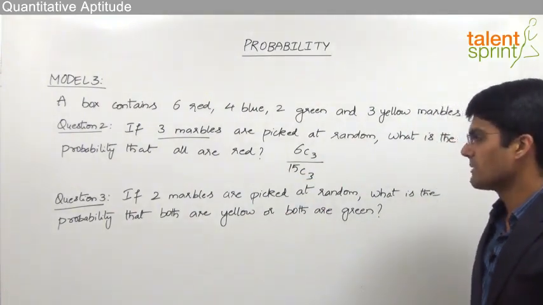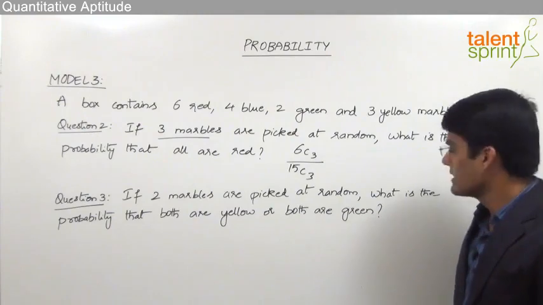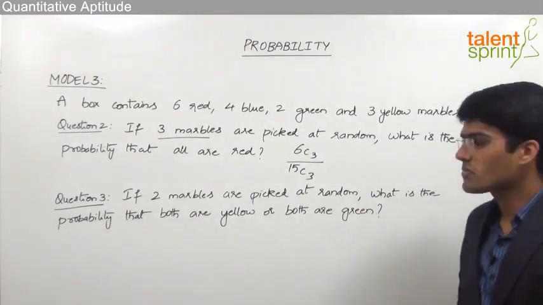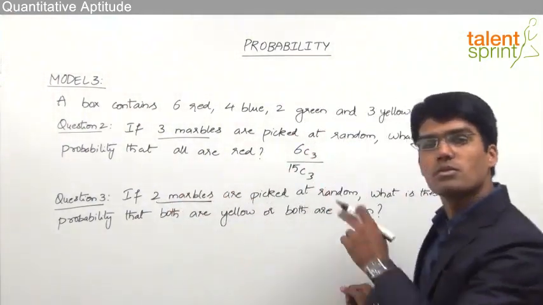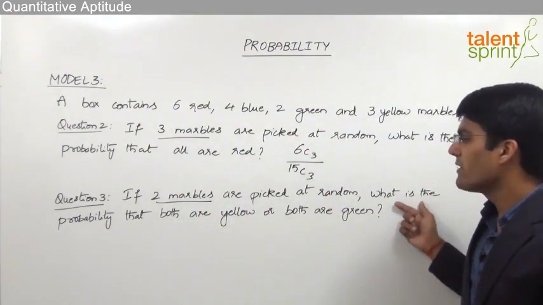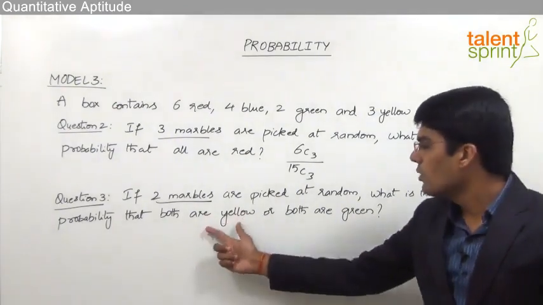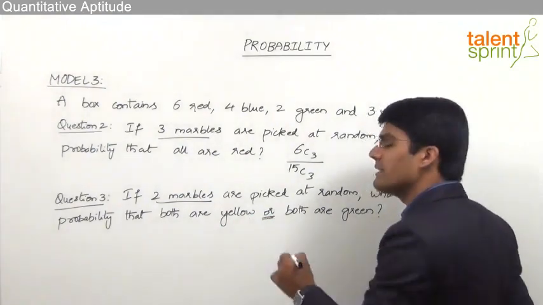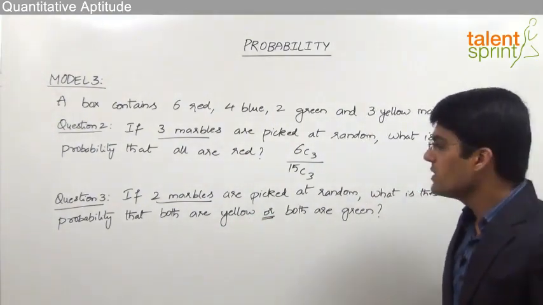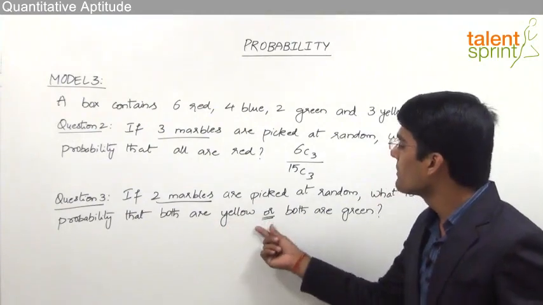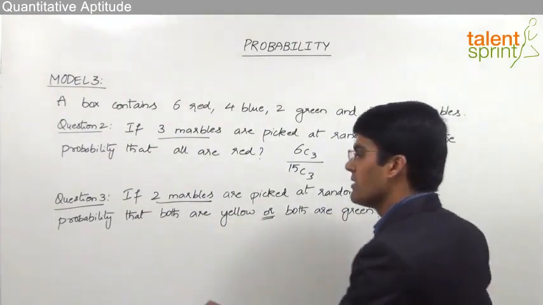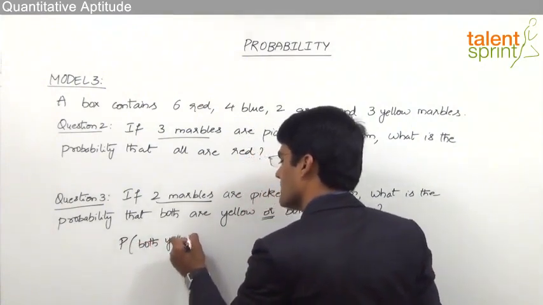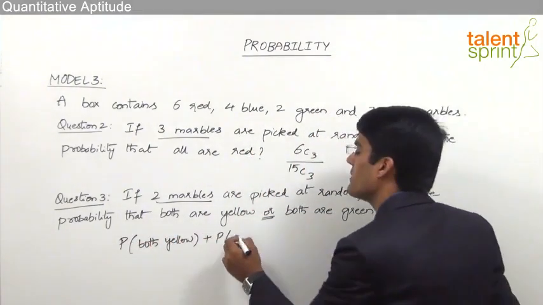Let us now look at the next question. If 2 marbles are picked at random, what is the probability that both are yellow or both are green? So here we are selecting 2 marbles out of total 15 marbles, and we need to find out the probability that either both are yellow or both are green. Remember friends, whenever we use the word or in case of probability, it means plus. So we need to find out the probability of both yellow plus probability of both green.